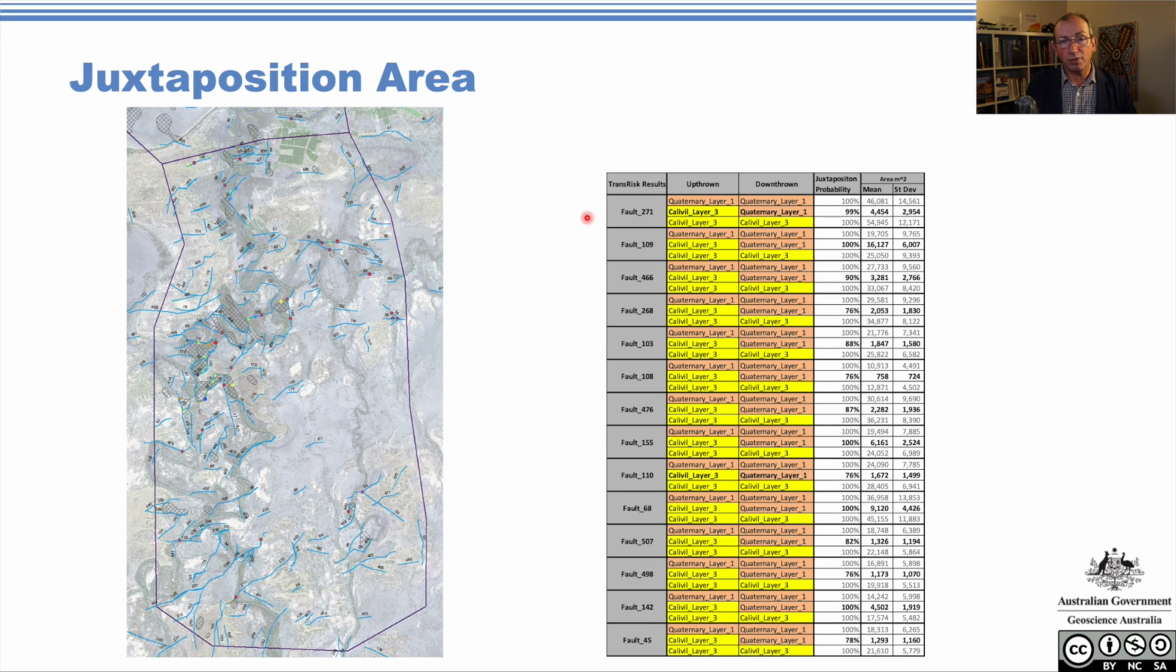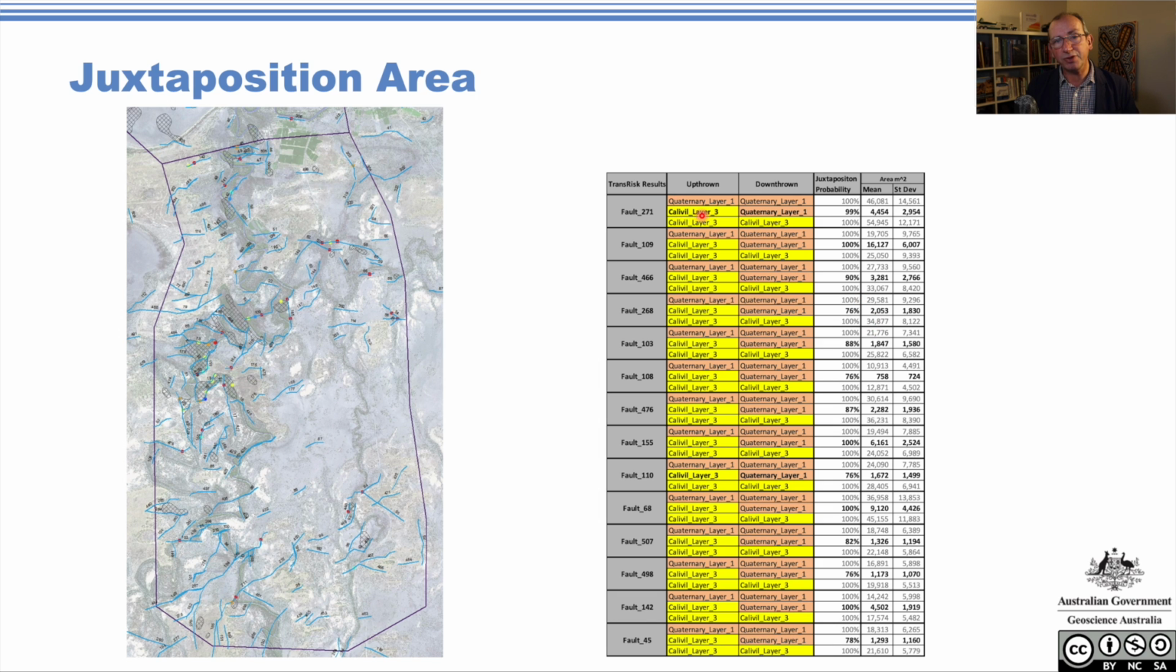From that, for each of our faults, we get a table that says, when the quaternary touches the quaternary, 100% chance of this happening, its area is going to be 46,000 square meters. Now, that's a big number. And the standard deviation is 14,000. So these are big areas we're seeing. 27,000 square meters, 34,000 square meters. These are really big areas of juxtaposition.